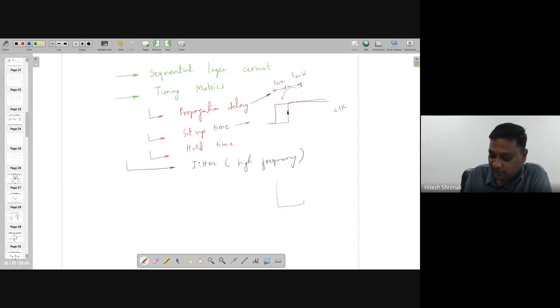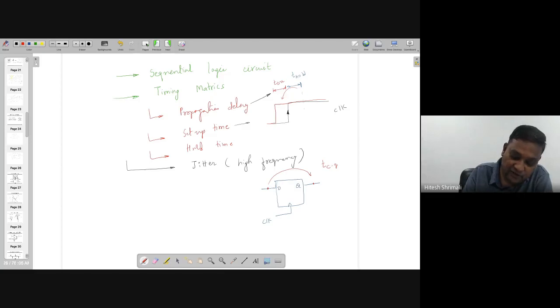Notably, if you have the D flip flop, whatever the time required for going from D to Q is known as contamination delay. Sorry, contamination delay for going from D to Q. So such things we have studied.